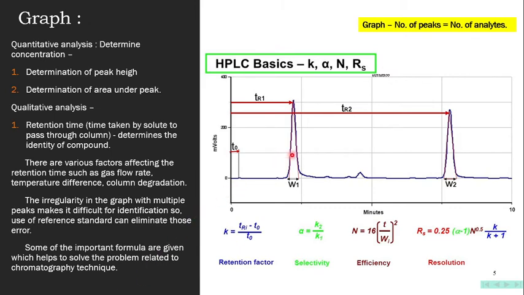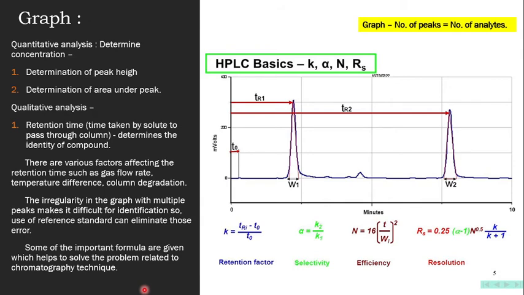There are two methods. One is determination of the peak height, the other is determination of the area under the peak. Coming to the next, this data can also be used for qualitative analysis, where retention time can be helpful for us. Retention time means the time taken by the solute to pass through the column. It helps us to determine the identity of the compound.